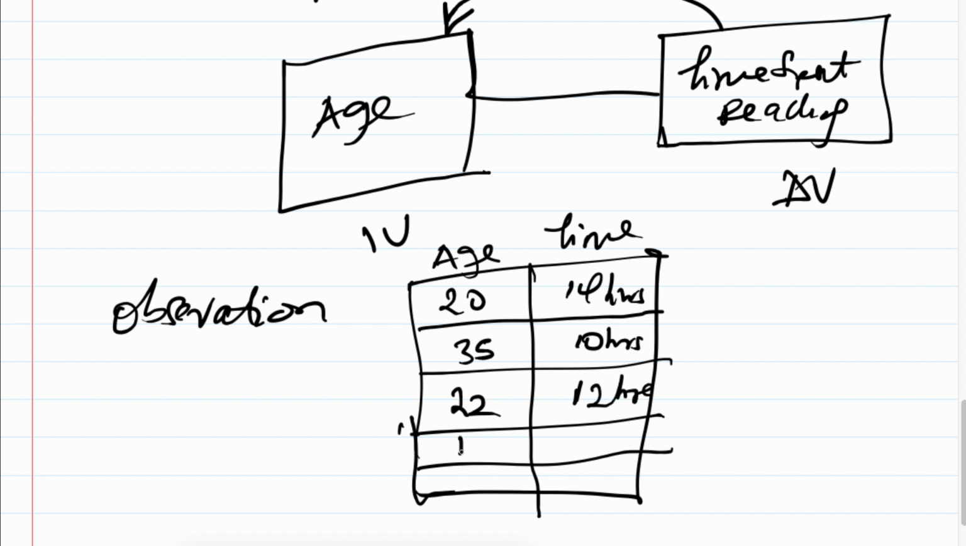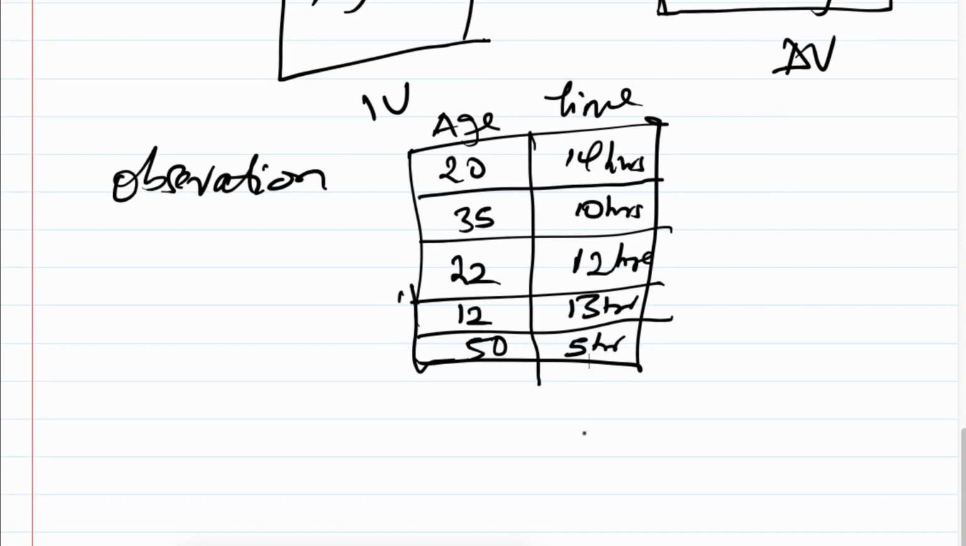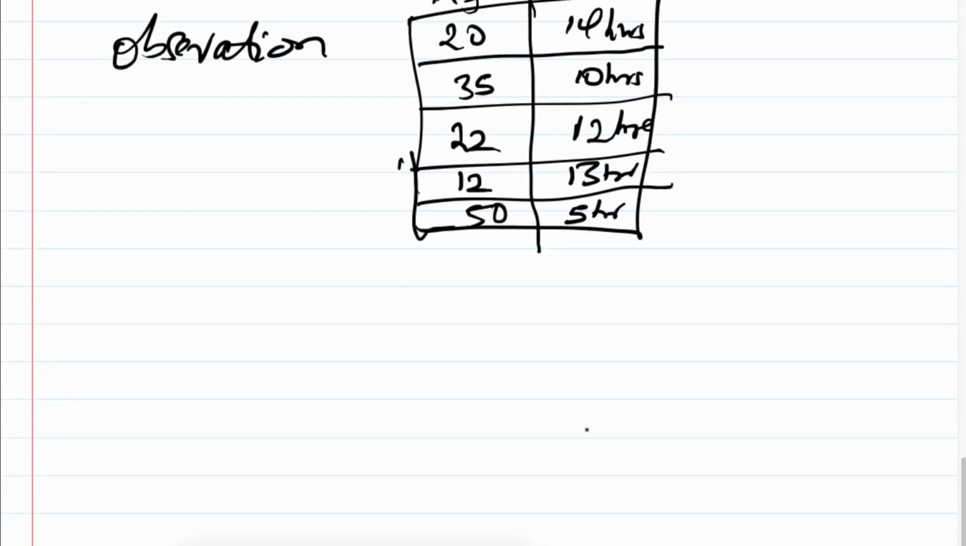There's another person who is 12 years. You say for him, he can only read for 13 hours. Then you saw another person, 50 years, who can read for just 5 hours per day. So these are the observations you went out to make, and you need to represent them in the form of a graph. In your observation, you have to go and plot the graph now.